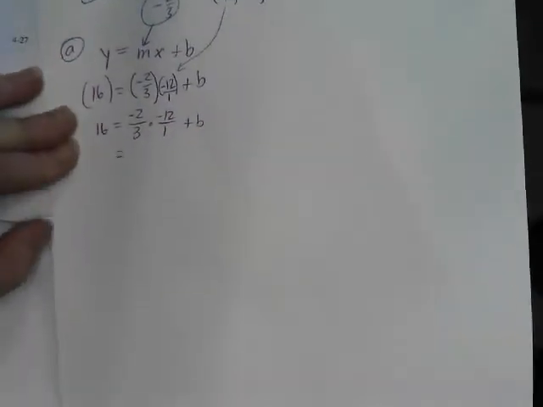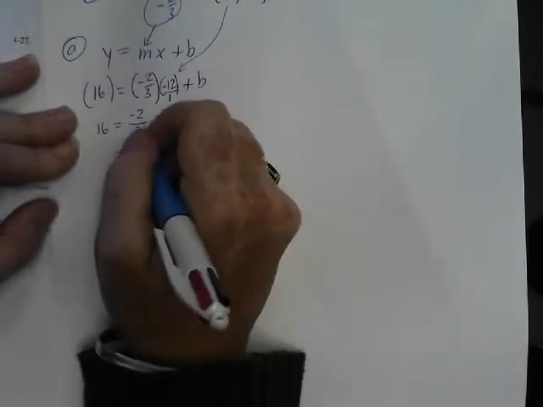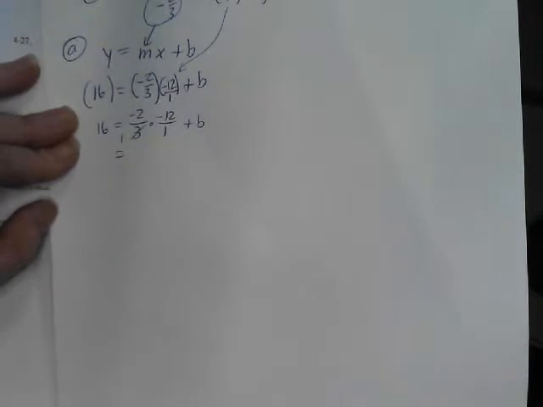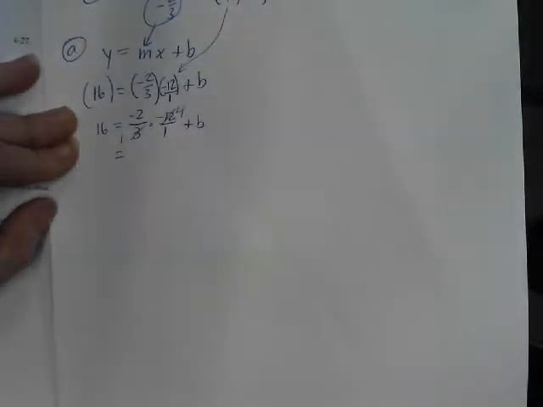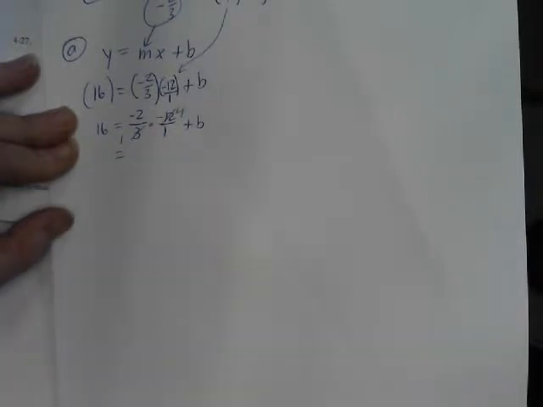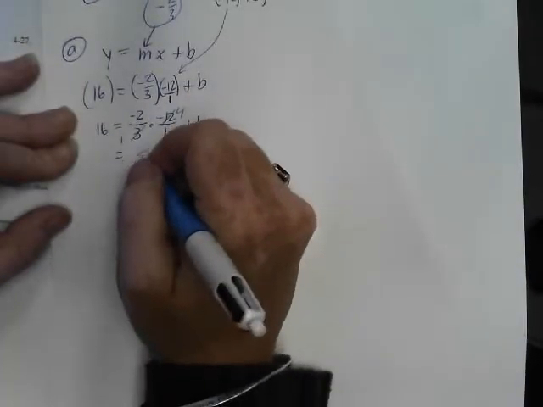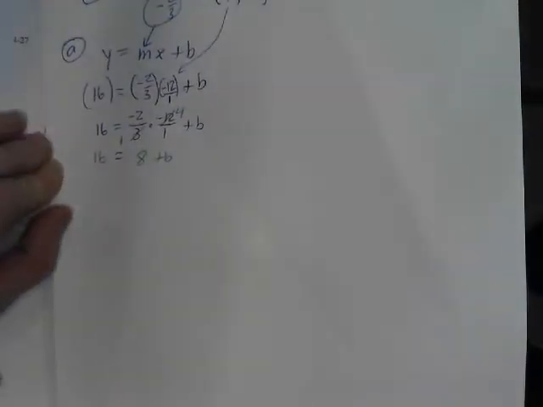So this one I have negative 2/3 times negative 12. I like to do this thing where I cancel them out. 3 goes into itself once, and it goes into 12 4 times. So then I have negative 2 times negative 4. Well, that would make 8 over 1. No, well, that's just 8, so that's 8 plus b. That's what 16 equals, right?